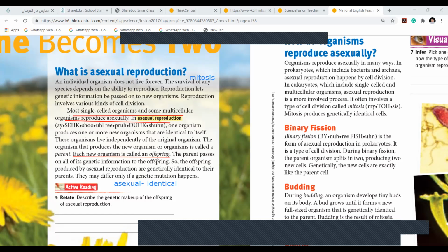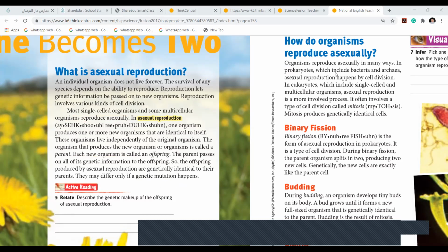The parent passes all genetic information to the offspring, your mom and your dad. They pass you their information, like maybe the color of the eyes, maybe the hair, maybe some of their likes, their dislikes. So you got half from your mother and half from your father. But in asexual reproduction, they are identical to the parent. They may differ only if a genetic mutation happens. Sometimes there are genetic problems. Then they don't look alike, but mostly they are exactly the same. Coming to the process.